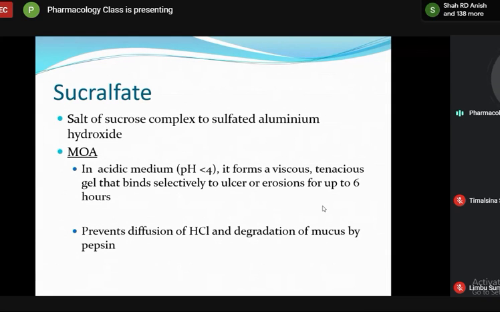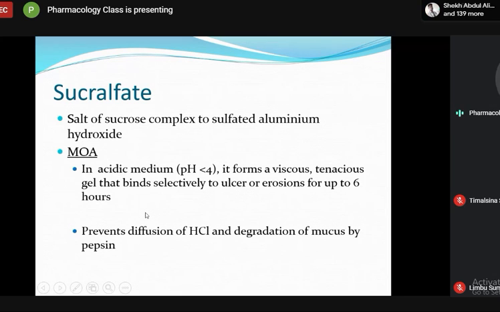Next are the ulcer protective drugs, that is sucralfate. Sucralfate is a salt of sucrose complexed to sulfated aluminum hydroxide. In acidic medium, sucralfate forms a viscous, tenacious gel, and that binds selectively to the ulcer or the erosions for up to 6 hours.